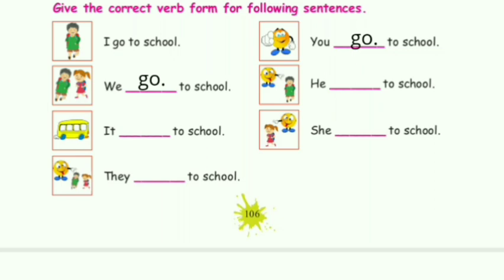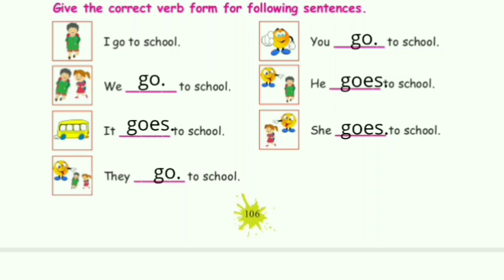Then the next picture, he dash to school. He goes to school is the answer. Next picture, it dash to school. It goes to school is the answer. The next one, she dash to school. She goes to school is the answer. The next one, they dash to school. They go to school is the answer.